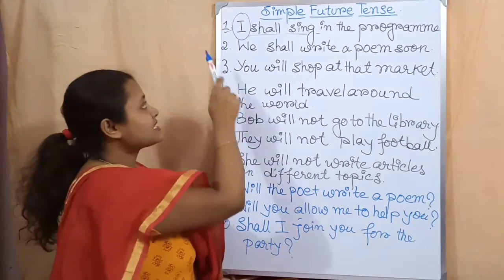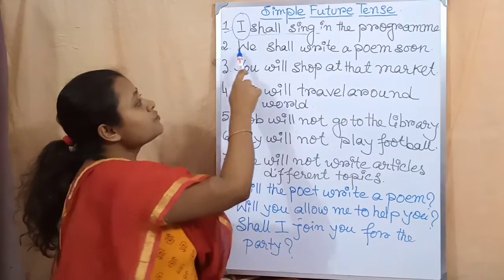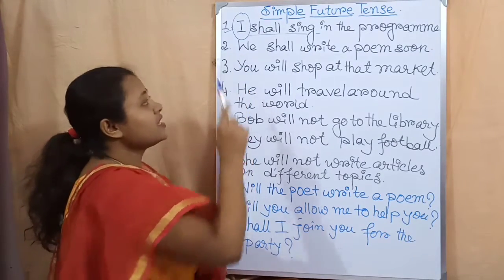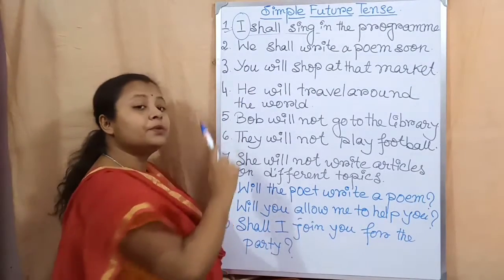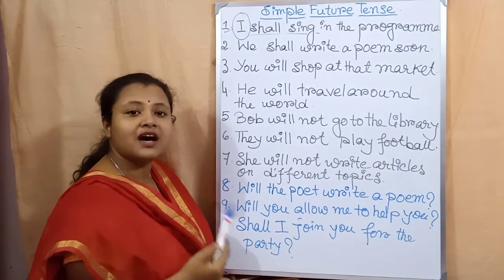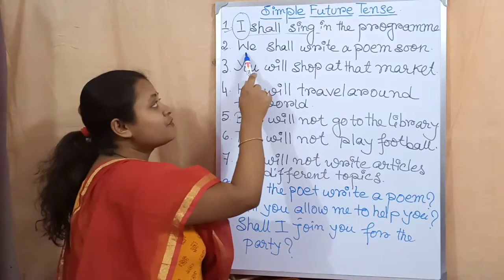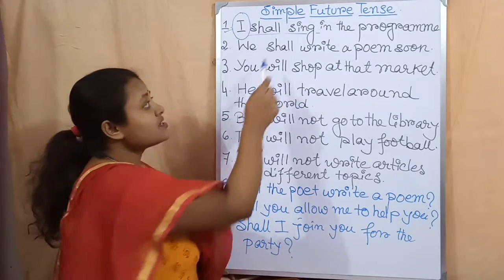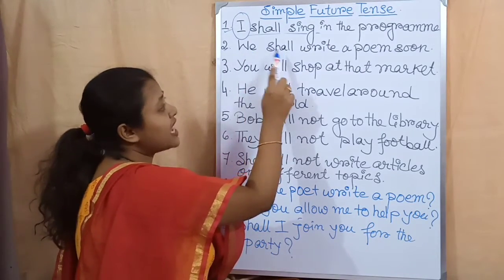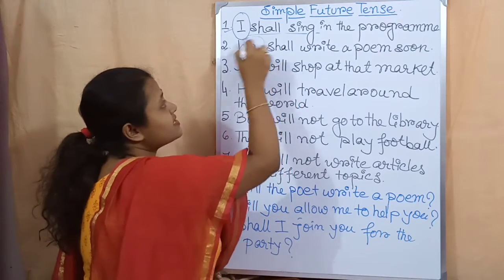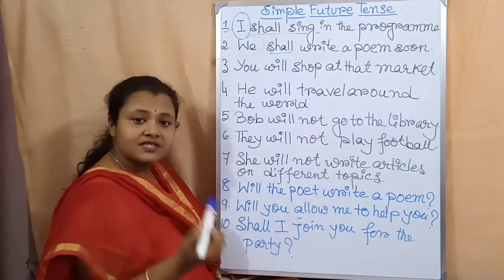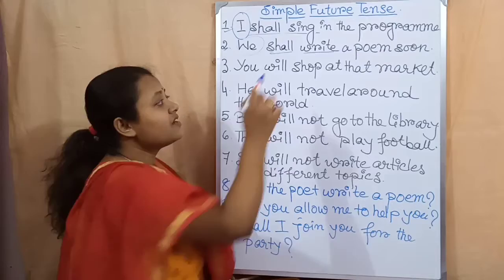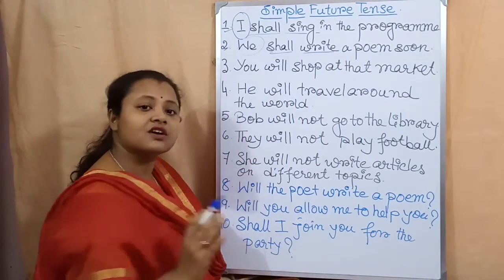Okay students, come to the next example. We shall write a poem very soon. We is also first person but in plural number. As I have already mentioned in the earlier lesson, after I or we we usually use shall. That is why we shall write. We is the subject. Shall is the auxiliary verb in future tense. After that the present form of the main verb, write, then the rest of the sentence or the object.